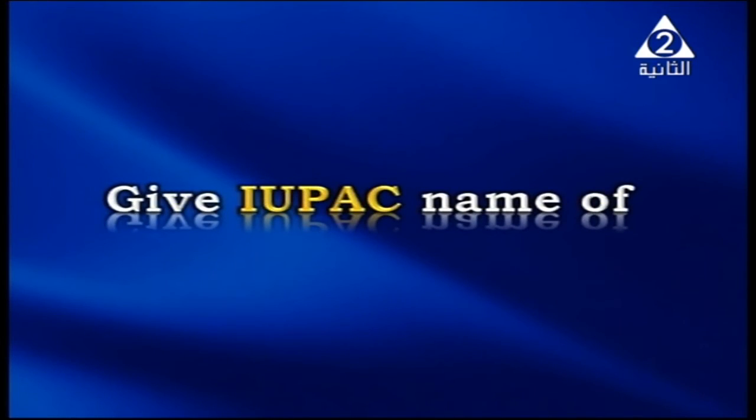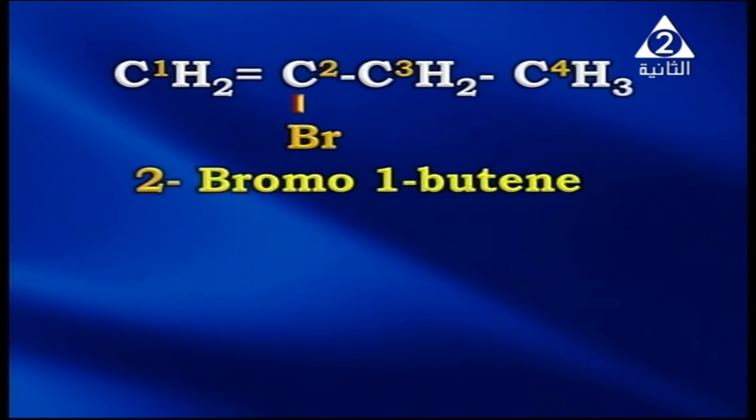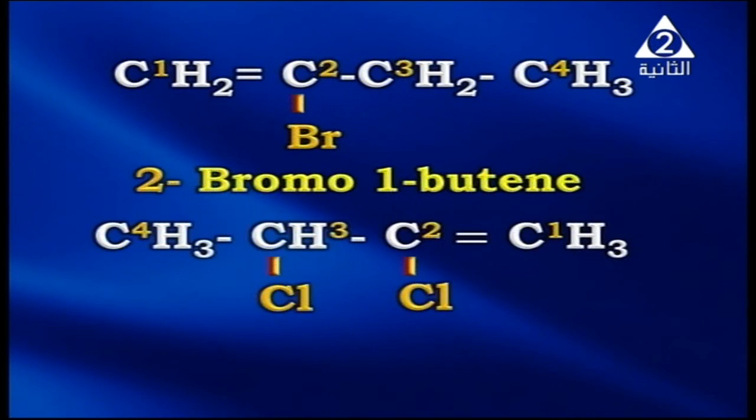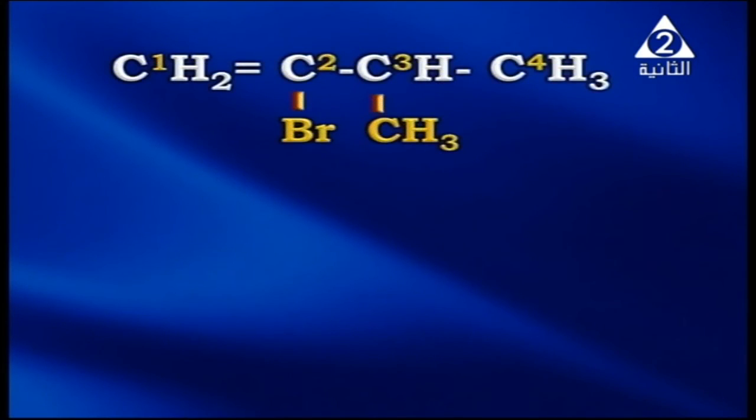Next type of question, give an IUPAC name. If you look at the following example on the screen, you will find the numbering of carbon atoms starts from the carbon nearest to the double bond, so its name will be 2-bromo-1-butene. Next one, if you start the numbering of carbon atoms here, the name of the compound will be 2,3-dichloro-1-butene.